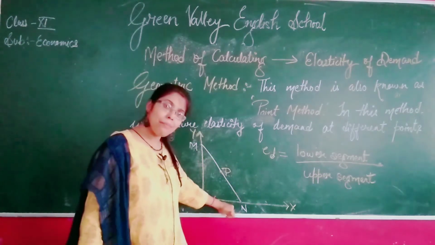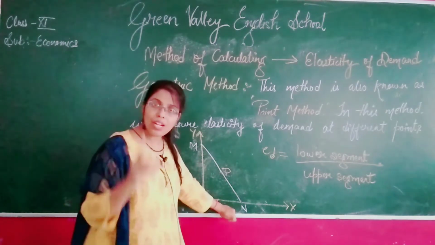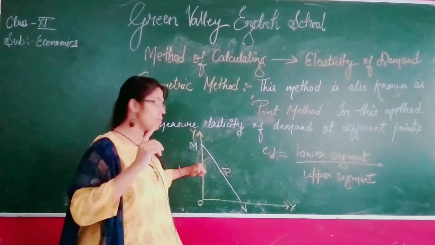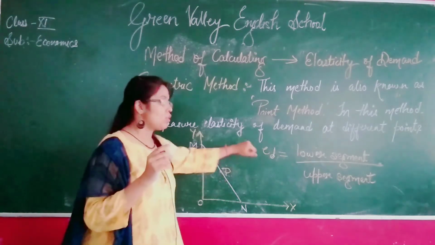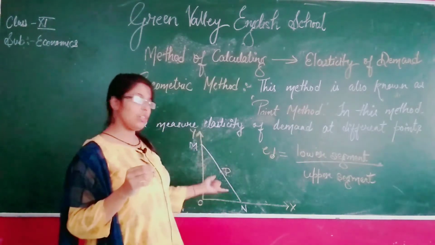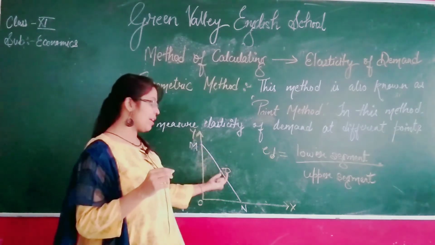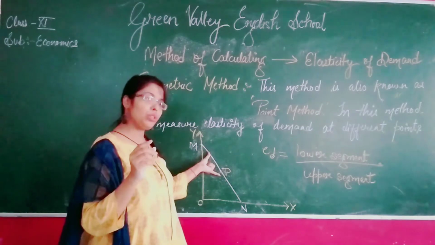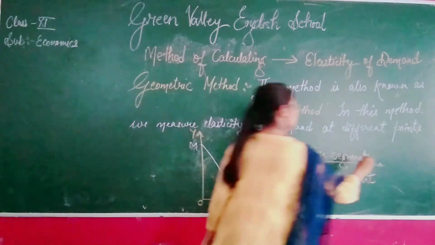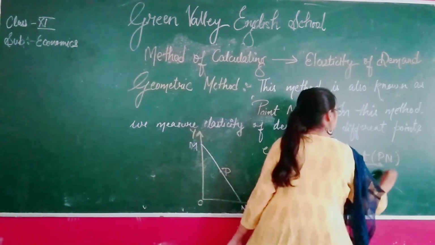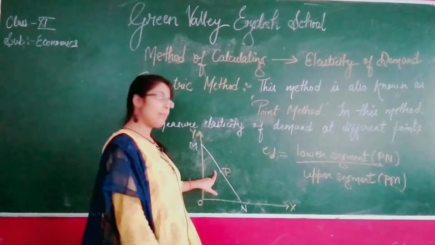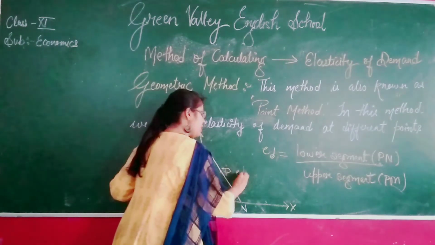Demand curve being M and N. This MN is a linear demand curve, and here you will be finding different elasticity of demand at different points. The formula for that is lower segment upon upper segment. This is lower and this is upper. If I consider point P which divides the segment equally, the lower segment is PN upon PM. So here elasticity of demand is, ED is equal to 1.